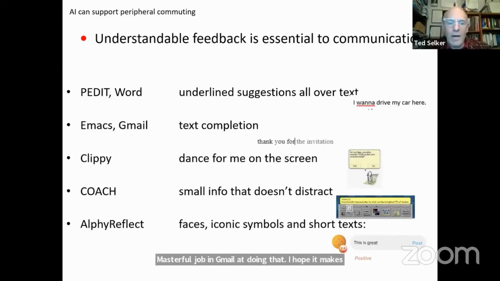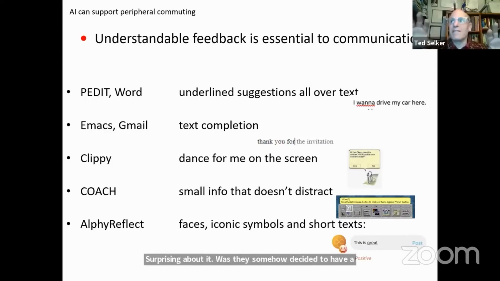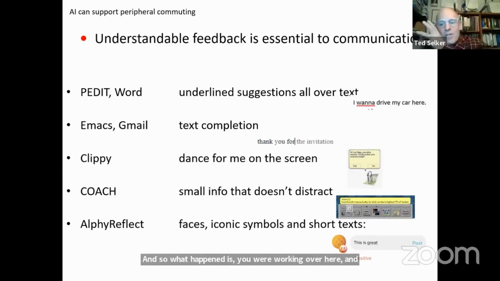Another example of something trying to give feedback is Clippy. And what I found especially surprising about it was they somehow decided to have a wiggling Clippy on the periphery. And the peripheral vision really is attracted to things that move. It also would often tell you what something was for, not how to solve the problem. And so what happened is you were working over here, and Clippy would take your attention over to there, and then it wouldn't solve a problem for you.